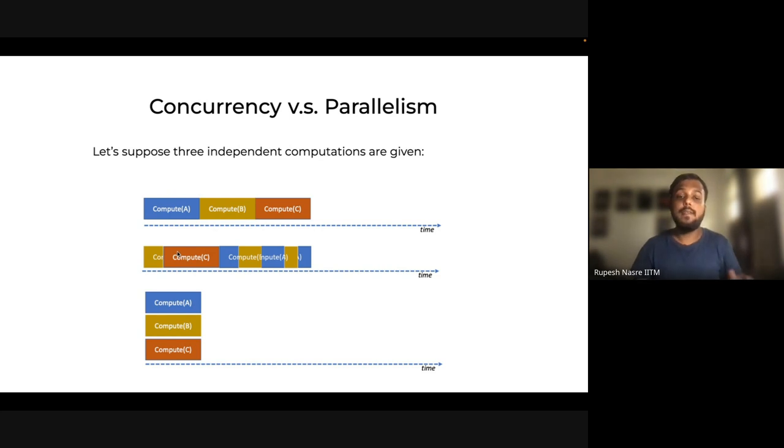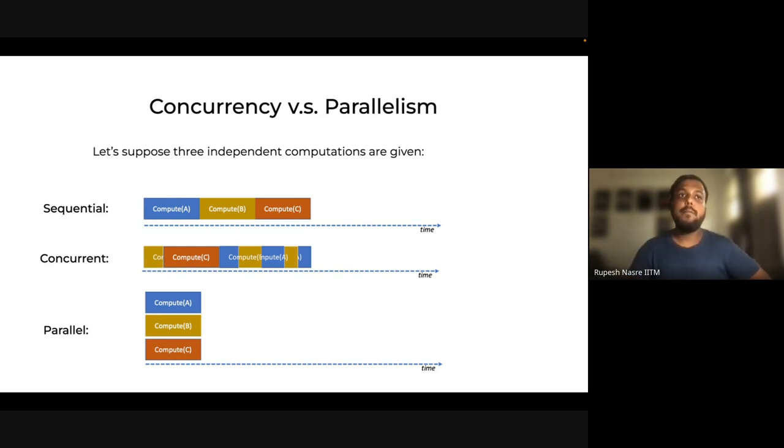Whatever be the ordering, in that ordering compute B should be completed first, and then compute A should be executed, right? So in the third example, all three are executed in parallel. So the first is sequential, the second is concurrent, and the third is parallel.